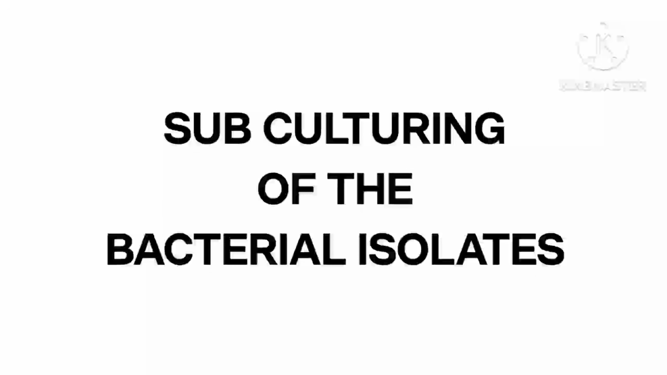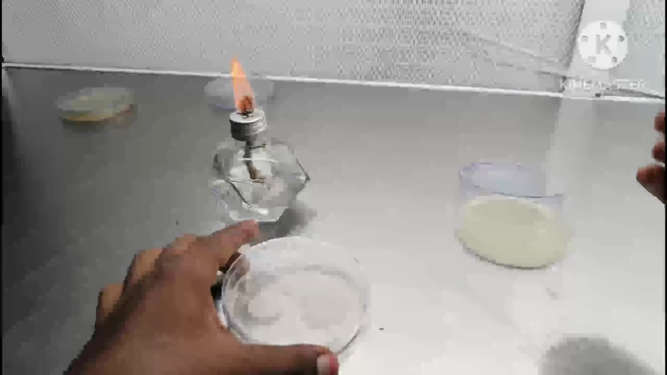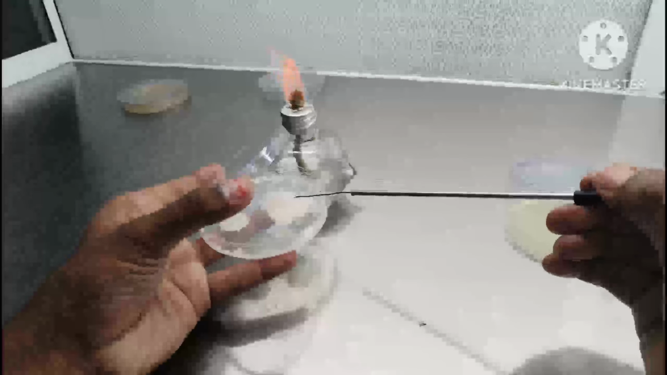Subculturing of the bacterial isolates. Colonies with unique characteristic features were used for subculturing. Selected colonies were picked out using an inoculation needle.